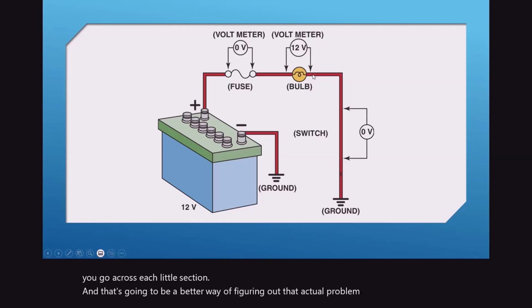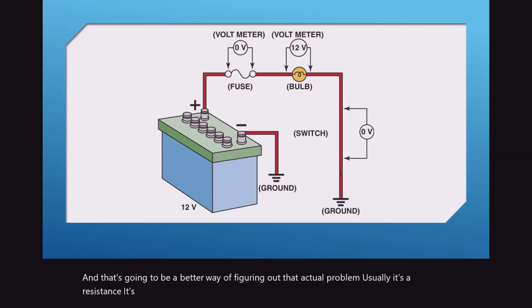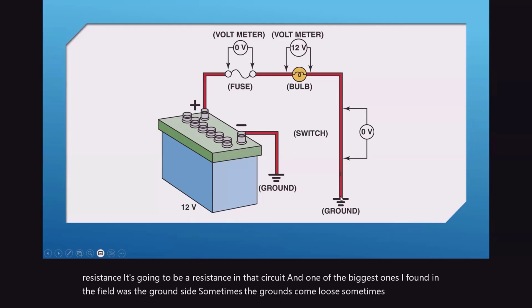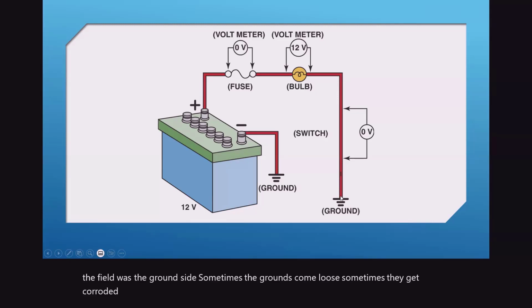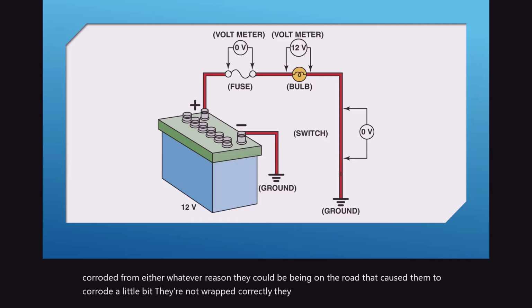Usually it's going to be a resistance in that circuit. And one of the biggest ones I found in the field was the ground side. Sometimes grounds come loose. Sometimes they get corroded from whatever reason. They could be on the road, which causes them to corrode a little bit. They're not wrapped correctly. They can be corroded also.